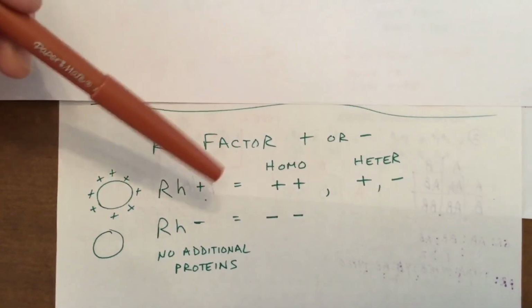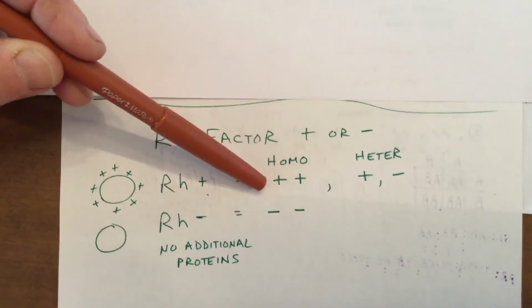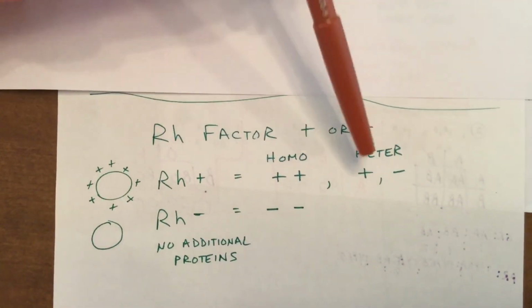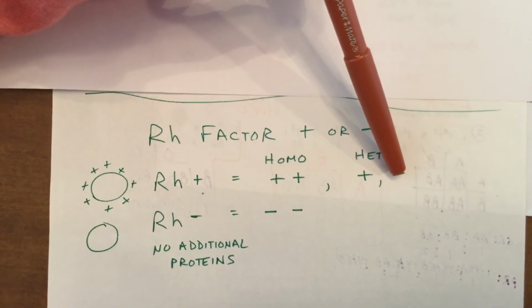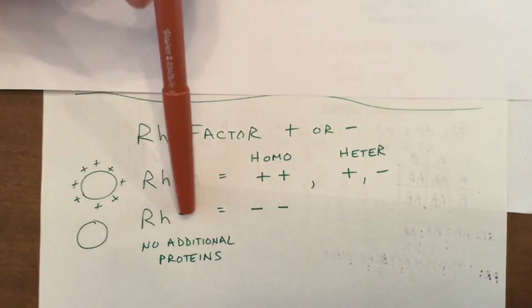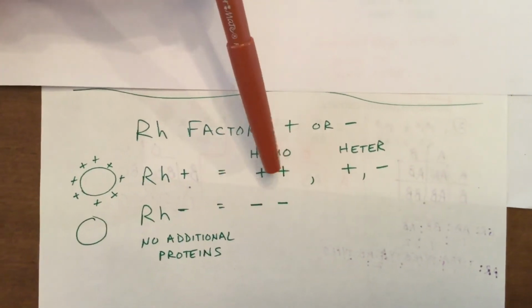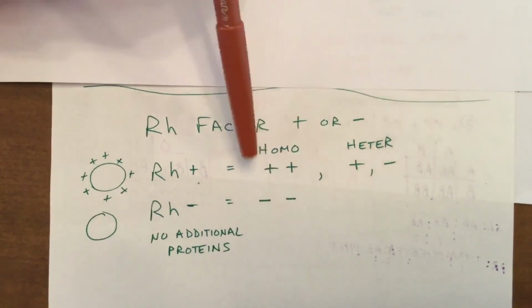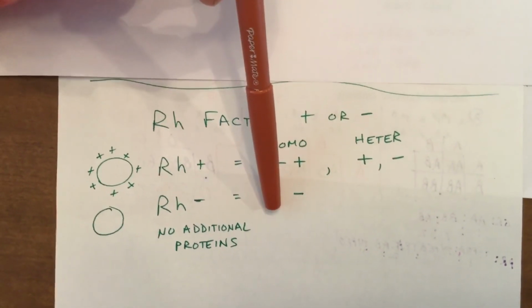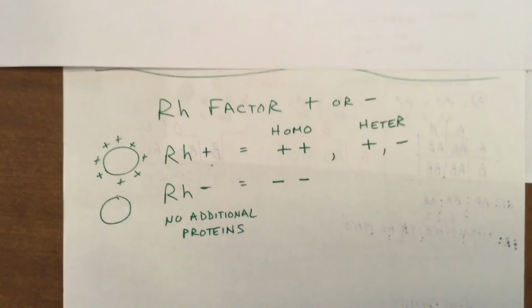Regular key, I can say if I'm homozygous dominant, plus plus, or I can be heterozygous, plus minus. RH negative is minus minus. So here are my dominant choices, here is my recessive choice. It is like a regular monohybrid cross with that. Hope that helps. Any questions, please let us know.